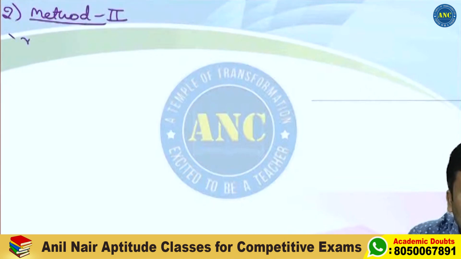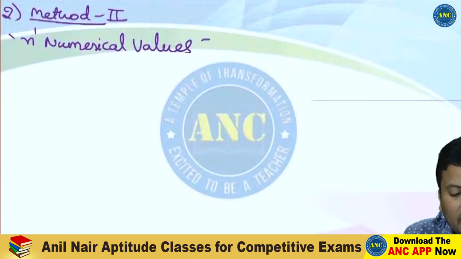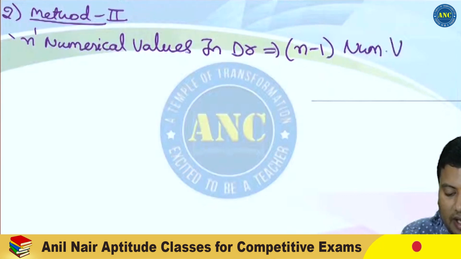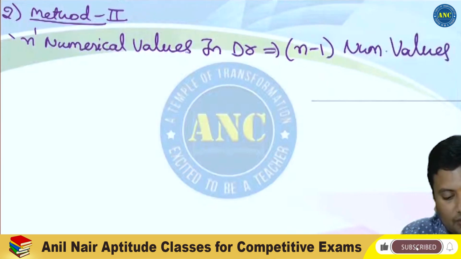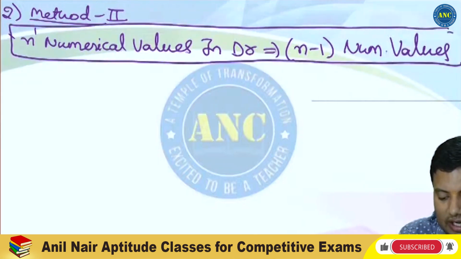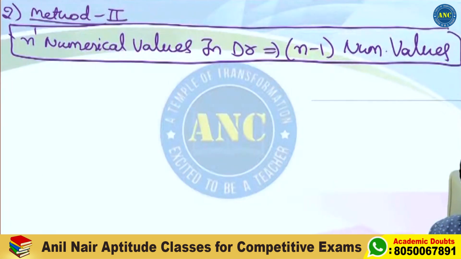First key points. N numerical values in the denominator should be made n minus 1 numerical values. First write these points, sir. Once you understand, it is a single step answer. Just by looking at the question itself, you will tick mark the answer. N numerical values in denominator, it has to get optimized to n minus 1 numerical values.